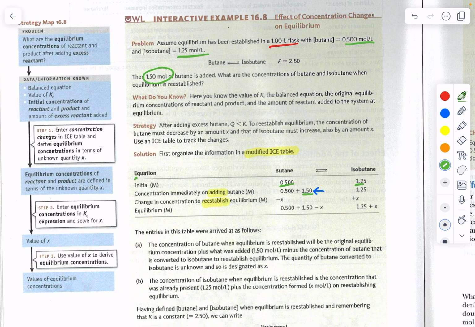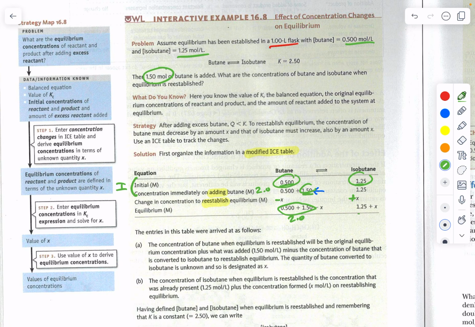So I would think of this whole thing right here as being my initial. We have the pre-initial with this and this. Then we add this much, and now we have our starting place. And so 0.5 plus 1.5 is going to give me 2.0 here. And so when the reaction goes to equilibrium, it's going to go to the right because we're adding butane. And so we're going to have a plus X and a minus X. And here's my 2.0 minus X when we finish the calculation.